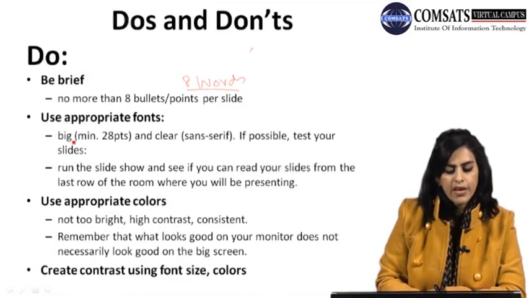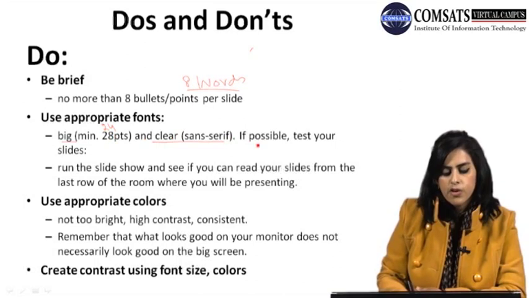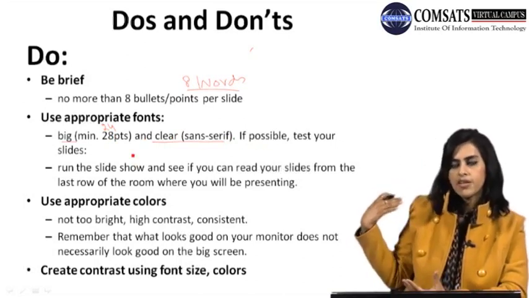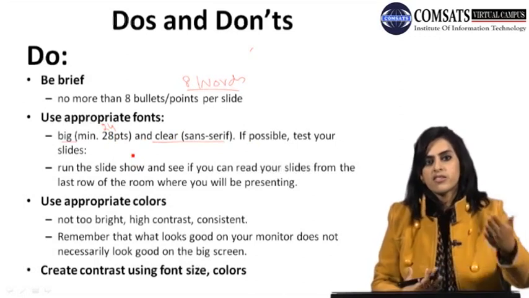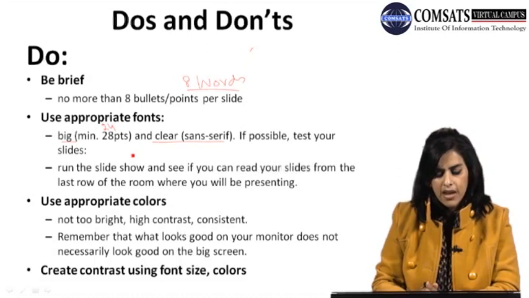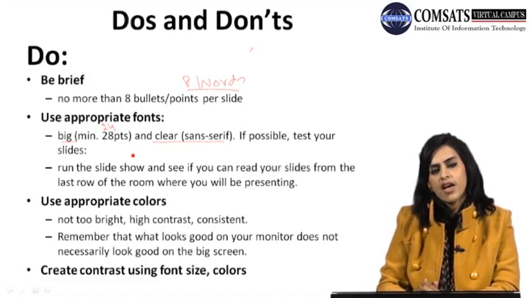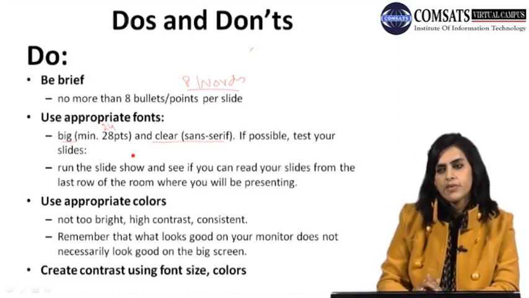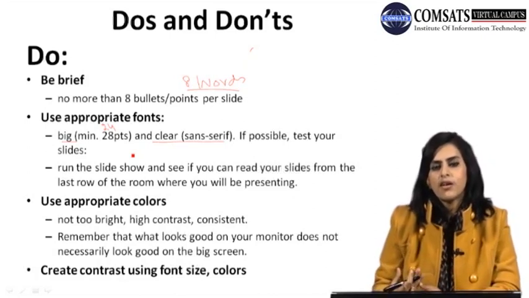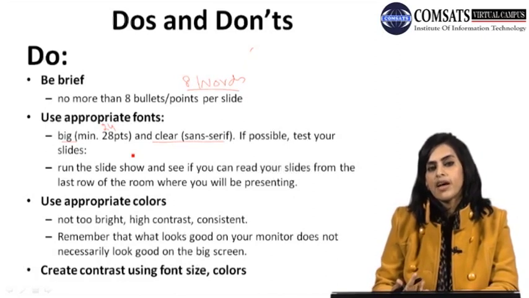Use appropriate fonts, big enough. Your subheadings should be 24 points minimum and 28 points maximum, and they should be clear sans serif. If possible, test your slides on the display, to see how they look from the last seat of the room. Run the slideshow and see if you can read your slides from the last row of the room where you will be presenting. And then use appropriate colors, for which I have also shown you some examples: if you use tangent colors and very bright colors in the background, your text will become dull and boring.